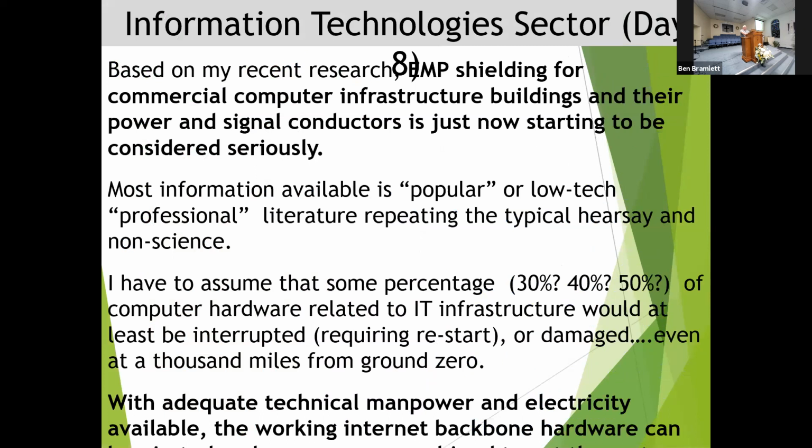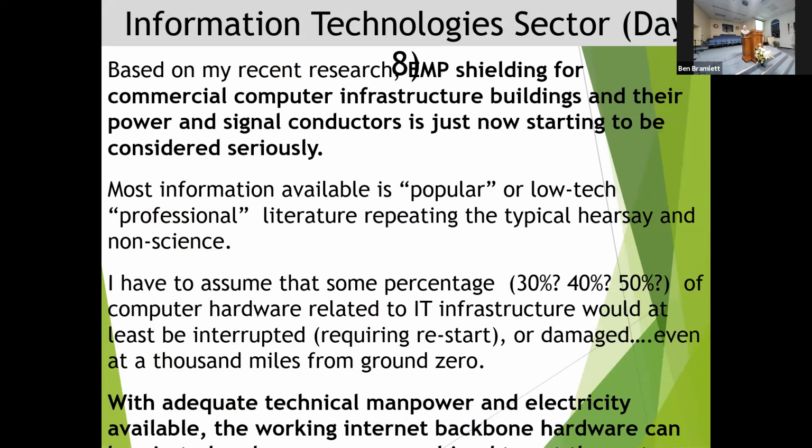So here comes the IT sector. Based on my rooting around and reading, EMP shielding for commercial infrastructure buildings and their power and signal conductors is just now starting to be taken seriously. I'm guessing that we're going to lose server farms.